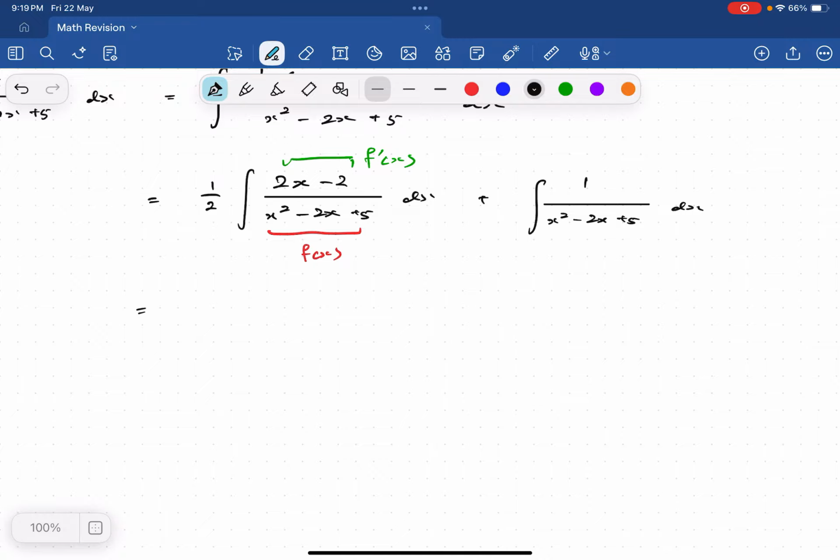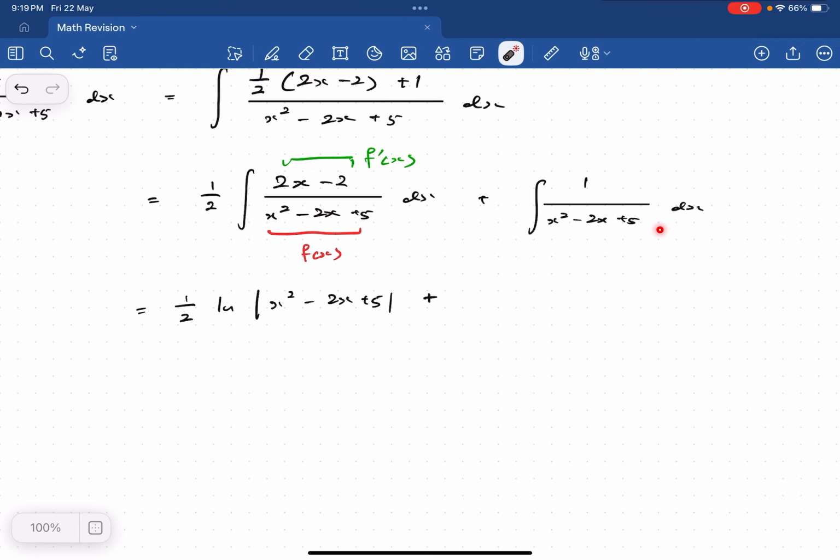This is going to be half ln modulus x squared minus 2x plus 5. So I've written it as a modulus. I will go back to this point later, on the modulus. Now, how do I actually integrate this?